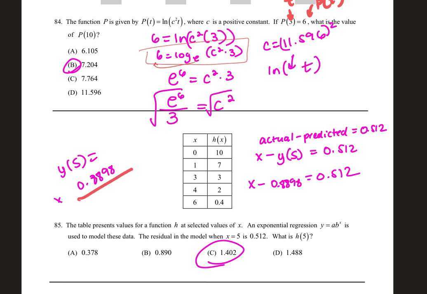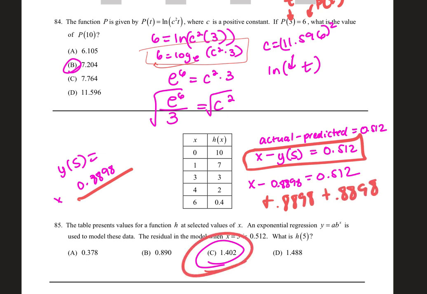So the residual gives you 0.512. Residual is actual minus predicted. We don't know the actual, so I set up an equation. The x minus the predicted, which I got from the calculator, 0.8898, should equal 0.512, and then you add to solve it. And that gave you 1.4. So actual minus predicted equals your residual. You didn't have the actual this time. You can find the predicted using your model, and they gave you the residual. You've got to know it's actual minus predicted. Remember, A comes before P.